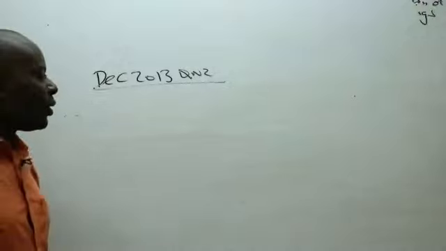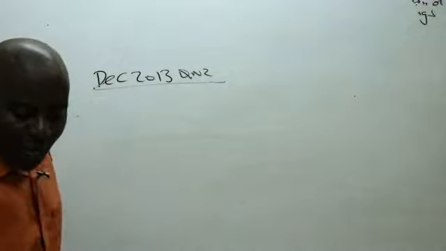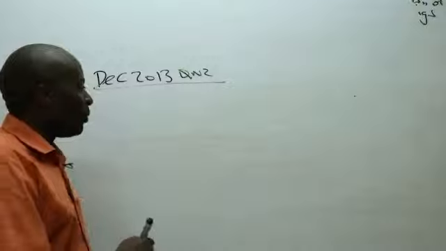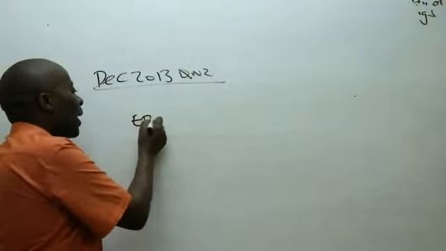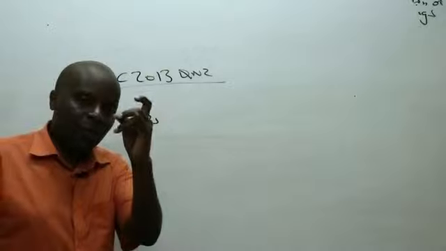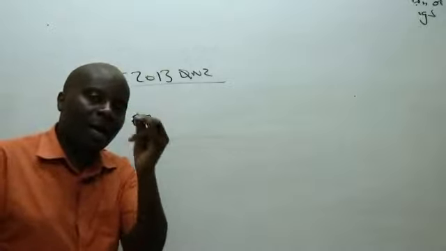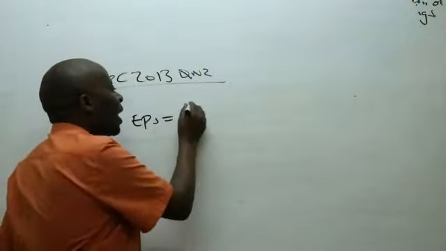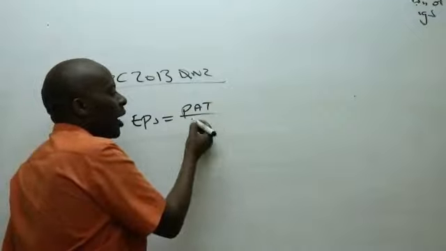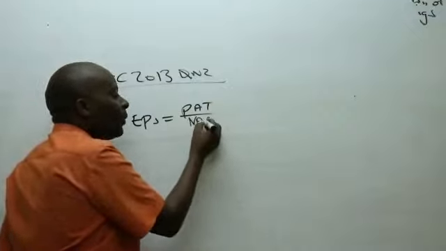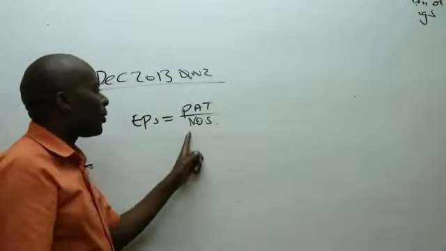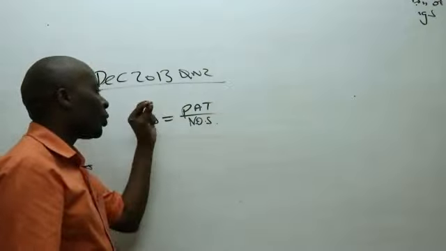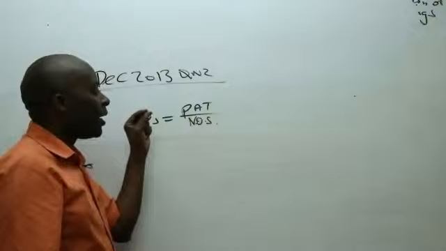So we have a good student here who wants us to differentiate between earnings per share and dividends per share. Remember, how do you normally get earnings per share? I go to the profit statement and pick the profit after taxation. The profit after tax is what I will distribute using the number of ordinary shares that I have. So to get earnings per share, I take the total earnings divided by the number of ordinary shares.